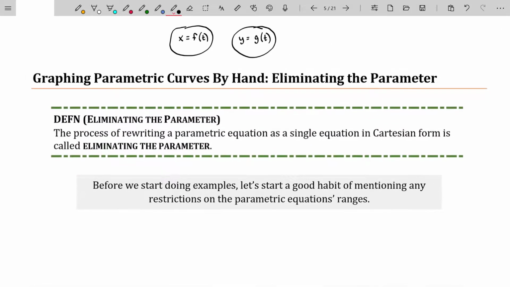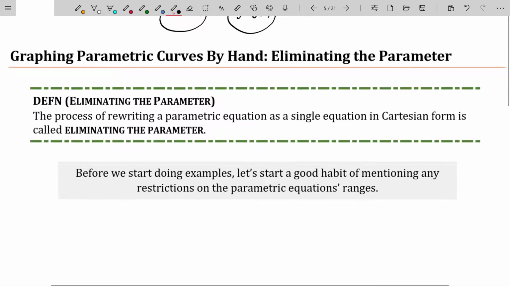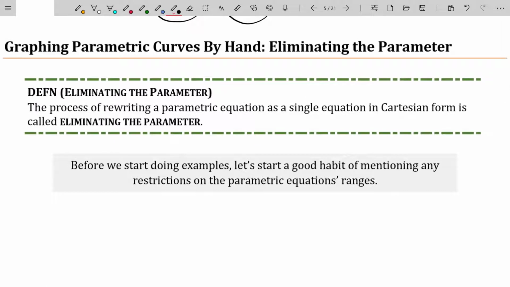If you're given a set of parametric equations, you can eliminate the parameter by doing this process. The process of rewriting a parametric equation as a single equation in Cartesian form is called eliminating the parameter. One thing to note here is that many, if not most, parametric equations cannot have their parameters eliminated. It's very, very challenging to do that normally. However, out of a textbook, a lot of them can.